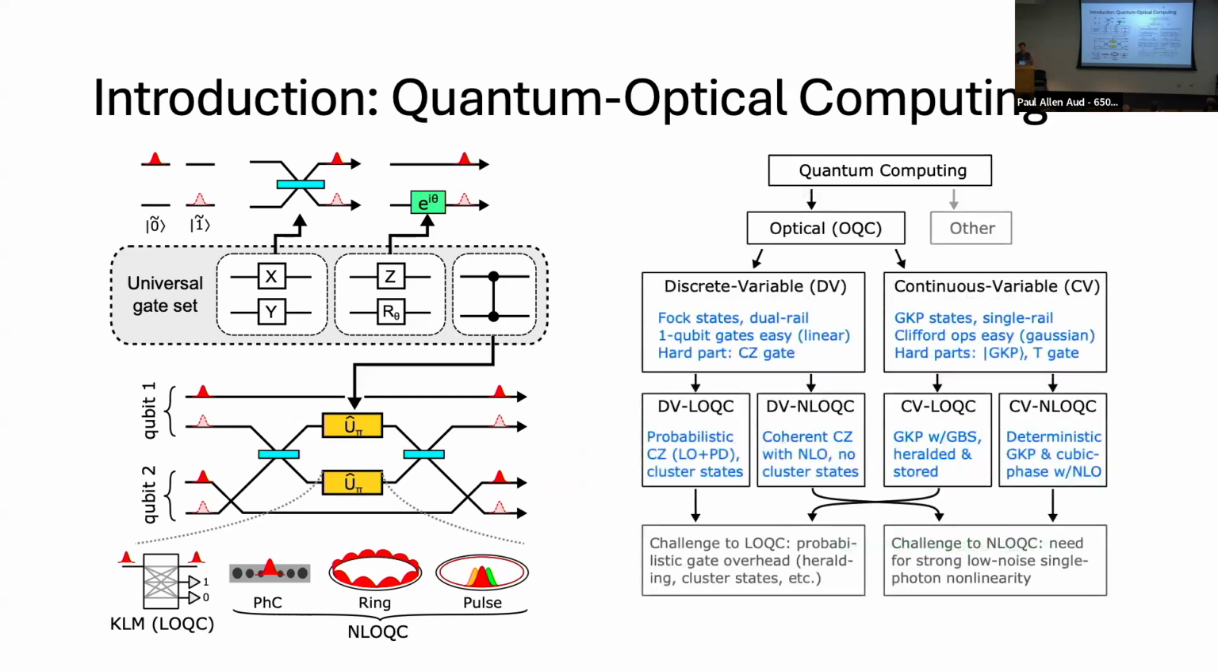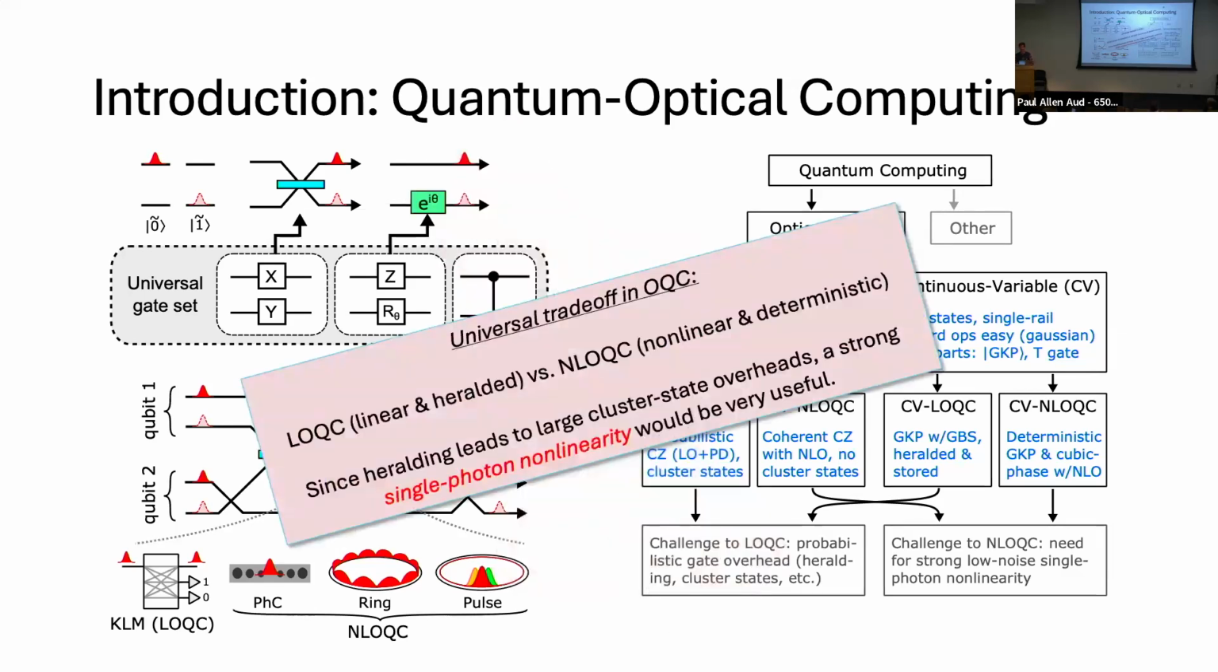Now you might say that this is just a problem of discrete variable computing. And if we work in the CV systems where entanglement is easy, it's just squeezing, then all the problems go away. And that's true as far as the entanglement is concerned and the entangling gates. But for the CV protocols, you still need to generate non-Gaussian states like GKP states. And here you also run into this trade-off between linear and nonlinear optical quantum computing. So as a result, having a strong single photon nonlinearity that would avoid the overheads associated with LOQC would be very useful.